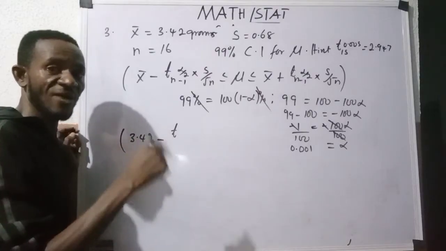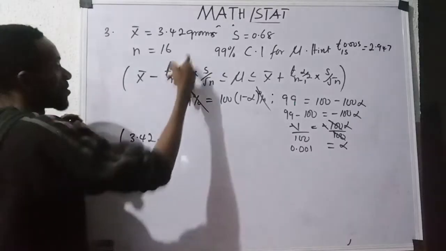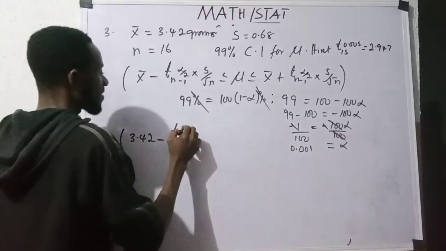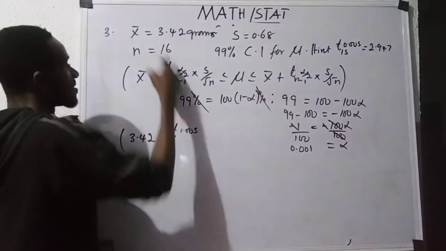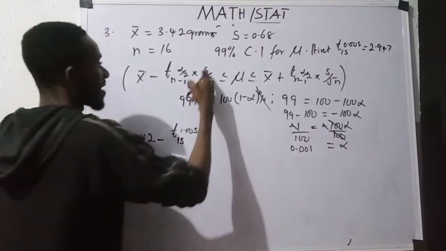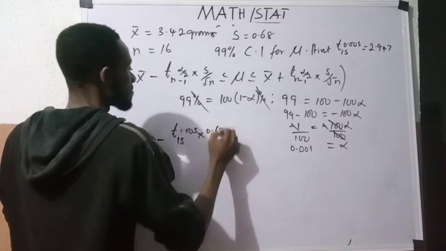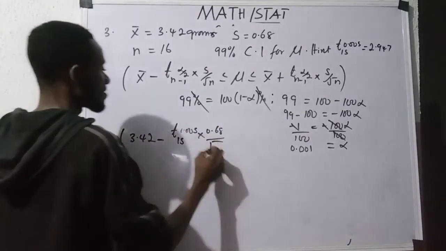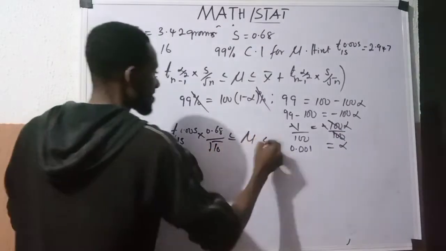Try and punch the calculator and confirm these ones. I'm doing it without a calculator. So if you divide this, you have 0.005. Your n is 16, 16 minus 1 is 15. So you have here t of 15 of 0.005, multiplied by your s, which is 0.68, all over square root of 16, less than or equal to mu, less than or equal to.